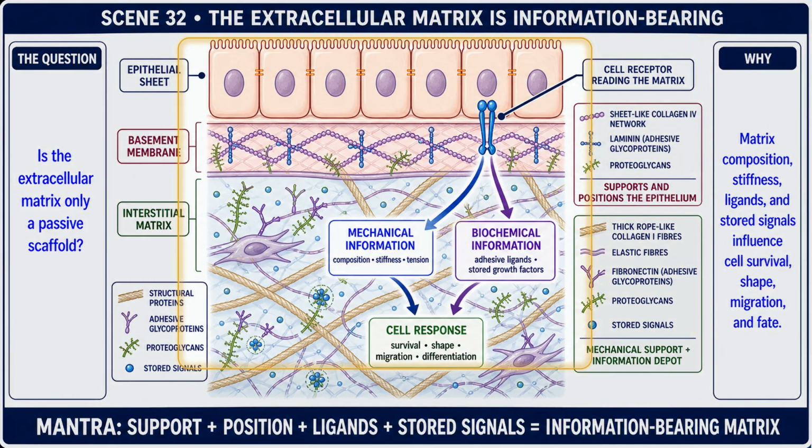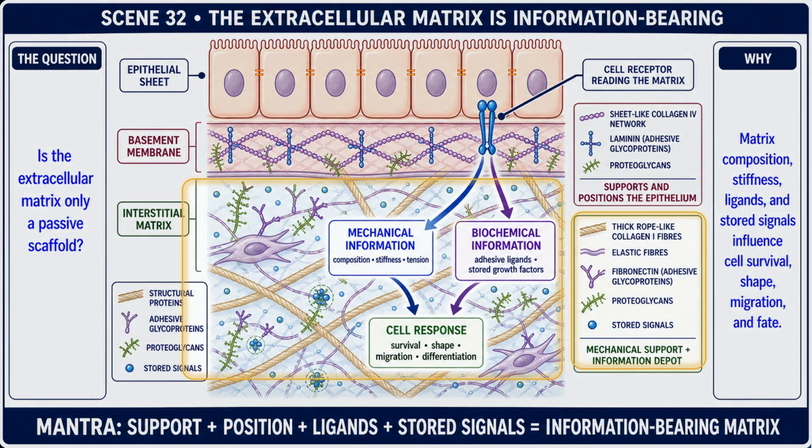Once a cell leaves its neighbors, it does not enter empty space. It meets the extracellular matrix, and that matrix is not one uniform mesh. Directly beneath an epithelium is the basement membrane, a specialized sheet built mainly from a network of type 4 collagen, laminin adhesive glycoproteins, and proteoglycans. It supports and positions the epithelial cells.